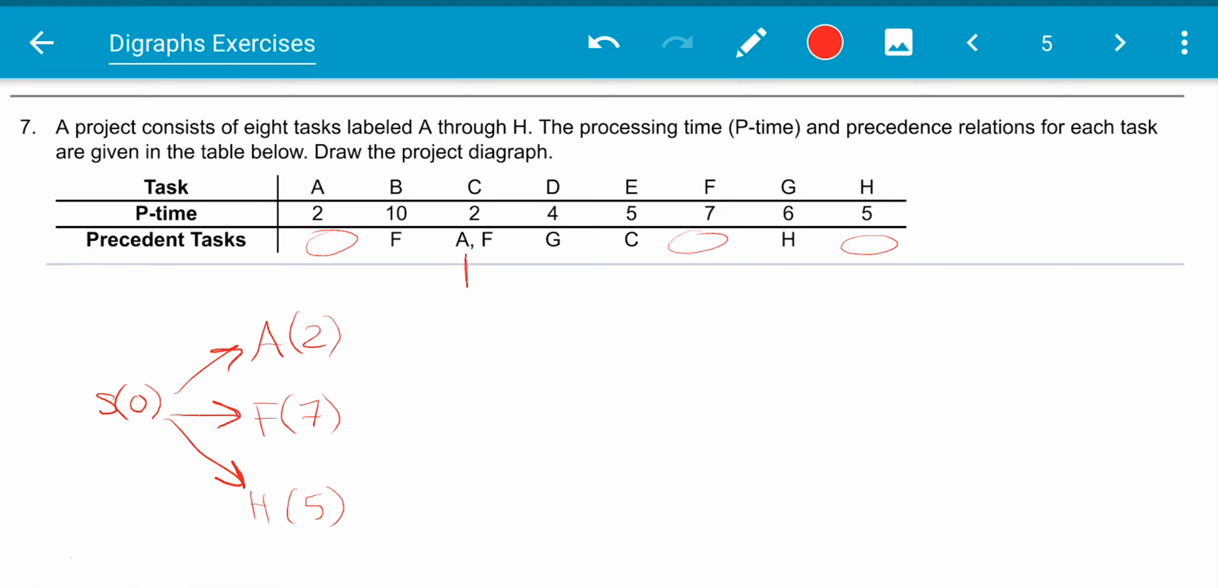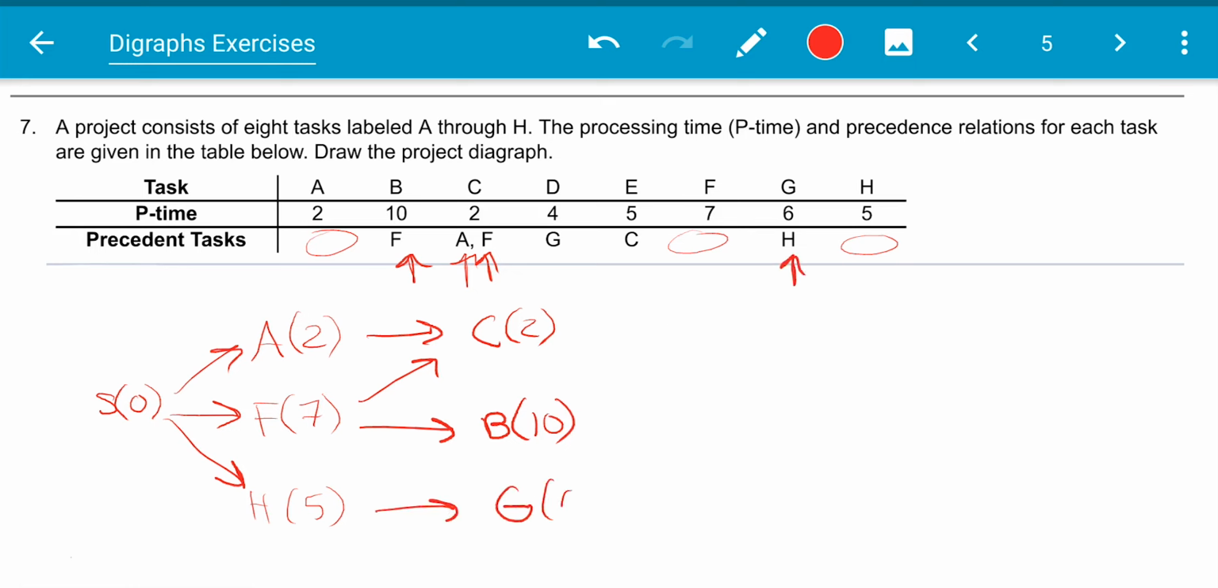Now we go from A to C. So we're going to put our C right here with a time of 2. We also go from F. So F has to be completed first. So we're going to go F to C. Then we could do F to B. So we're going to put that 10 right here. Now we've done all of these. We have H to G. Put G with 6.